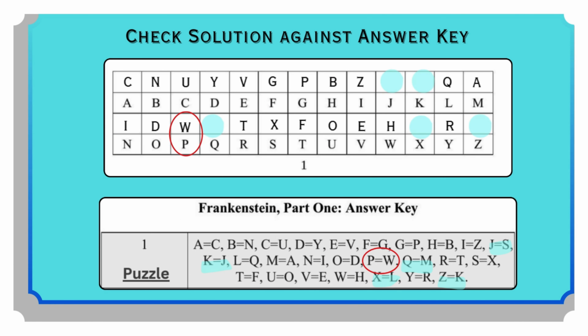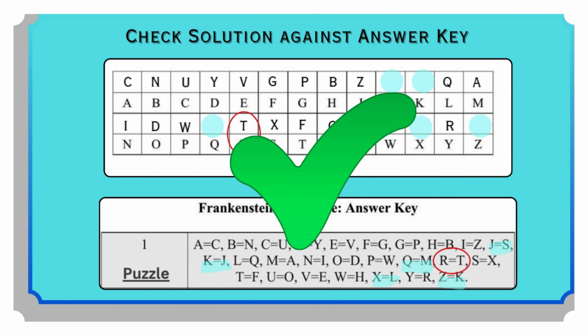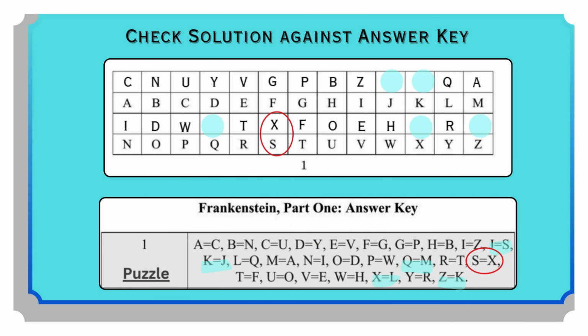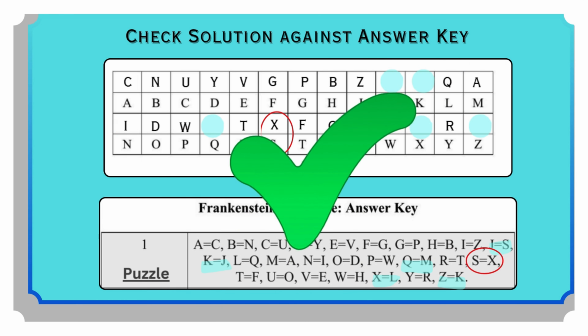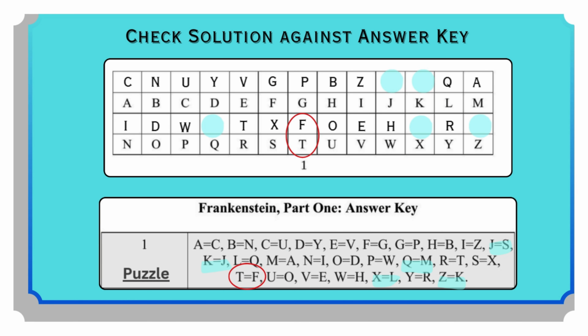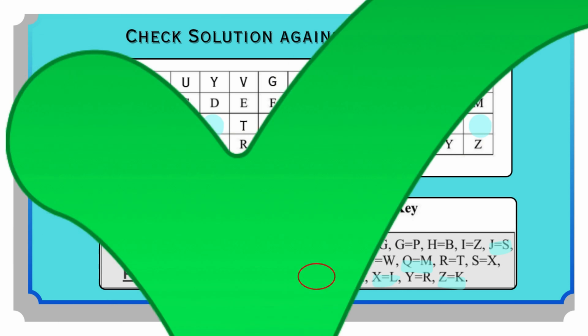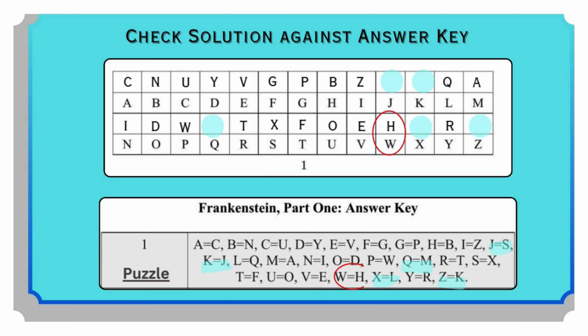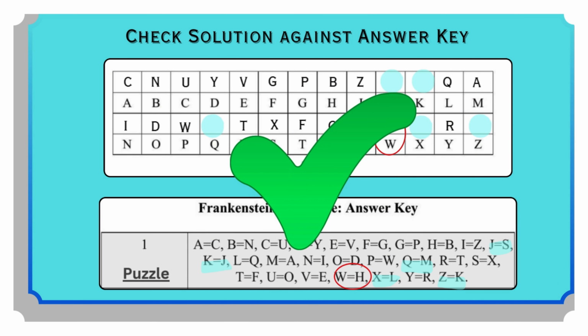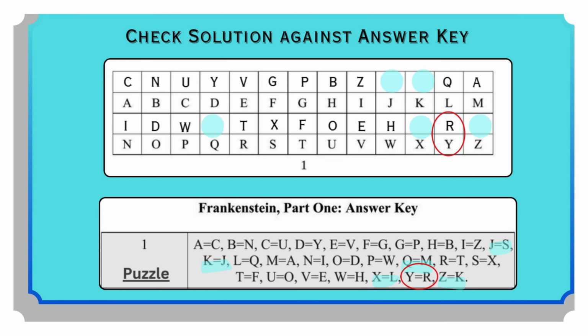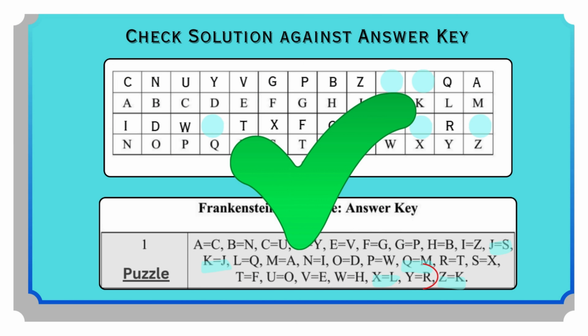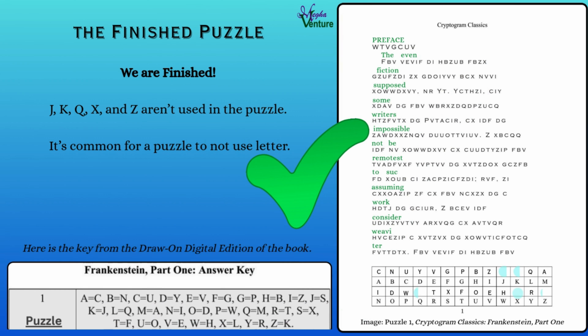P is encoded as W. R is encoded as T. S is encoded as X. T is encoded as F. U is encoded as O. V is encoded as E. W is encoded as H. Y is encoded as R. Our puzzle is done and correct.